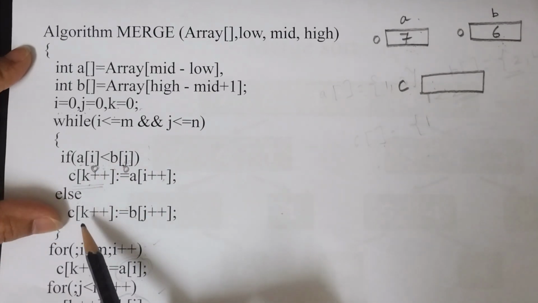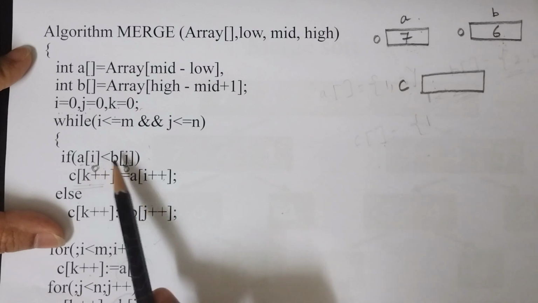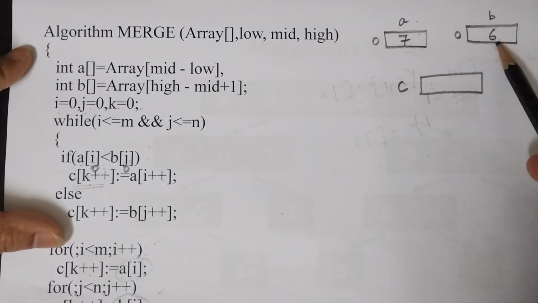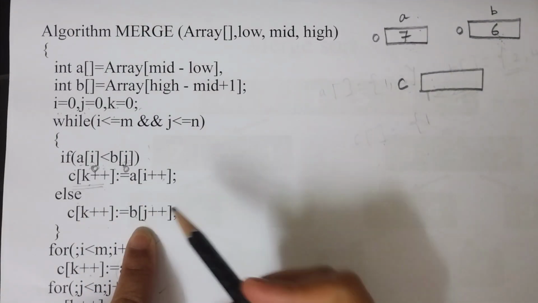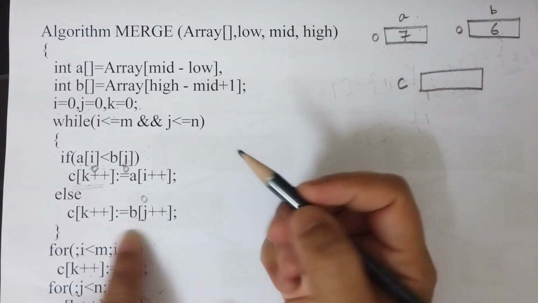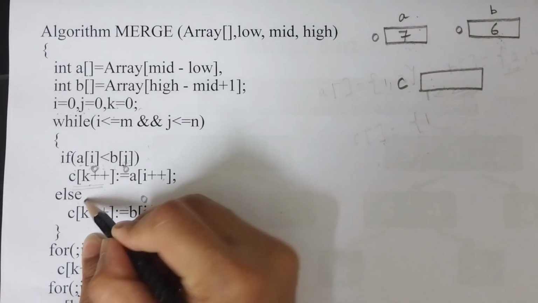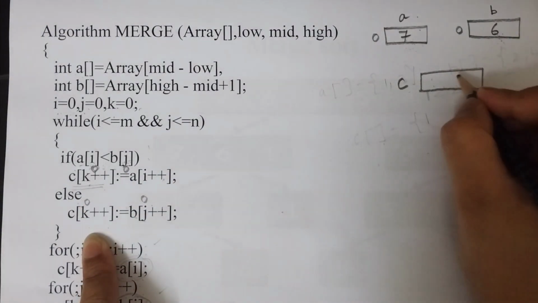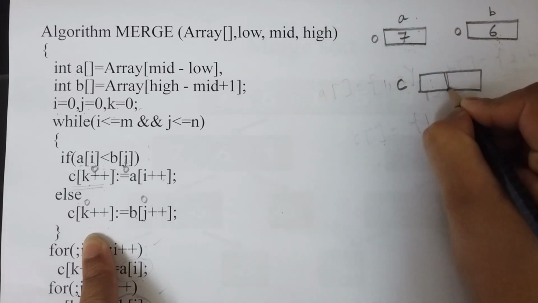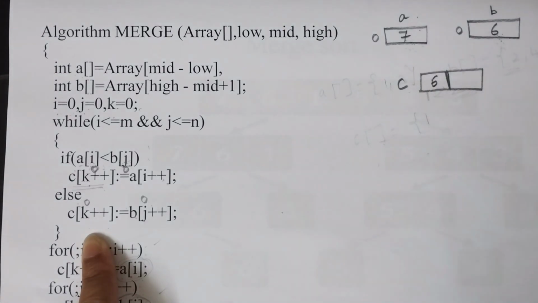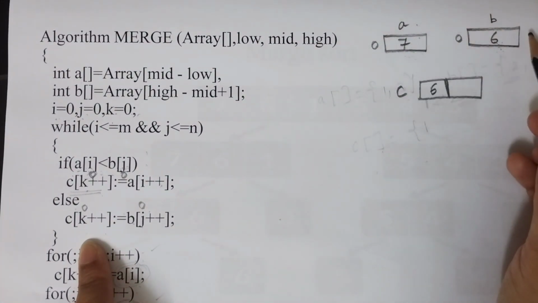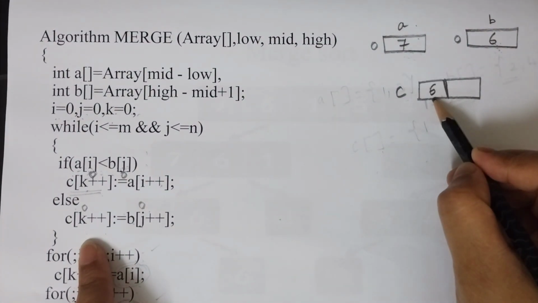If it is false, we come to the else block. If this condition is false, obviously B will be the smallest value, so you need to place this B value into C. Now B of j, that is B of 0th value, will be placed into C of 0. Now what will be the first position value of C? That will be 6, which is in B, right? So we compared these two values and we placed that smallest value into this new array C.